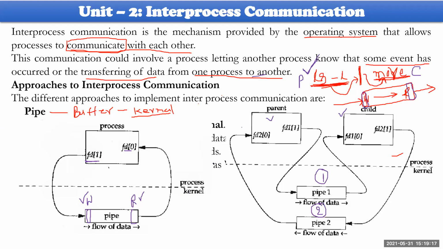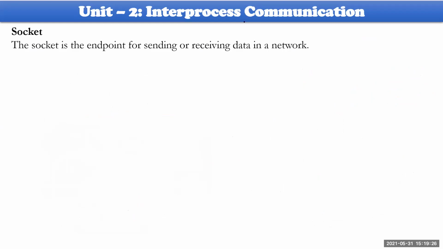However, these are pipes. The first approach will be pipe, and approach number 2 will be socket. Normally, a multi-user system always tries to communicate or establish some connection between them. To establish a connection between them, you need to have some socket.